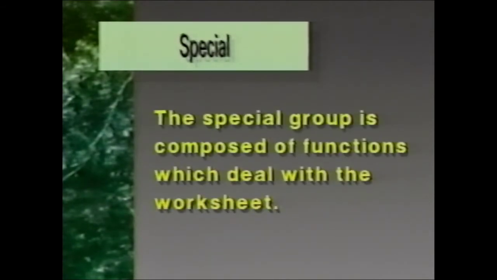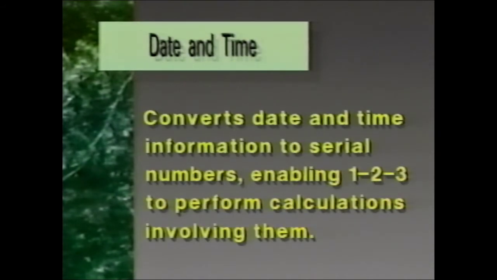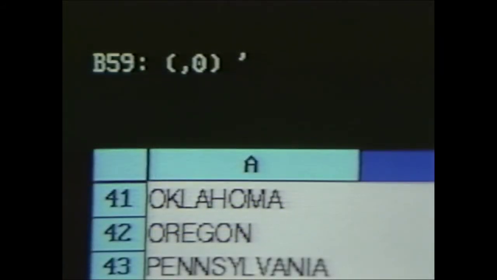The special group is composed of functions which deal with worksheets, such as counting cells. The date and time group converts the date and time information to several numbers, enabling 1-2-3 to perform calculations involving them. To enter a function into a cell is a three-step process. First, type the at symbol to indicate that you're entering a function. Second, type the function name, usually a 3 or 5 character abbreviation. Then, enter information or arguments required by the function to make its calculations.